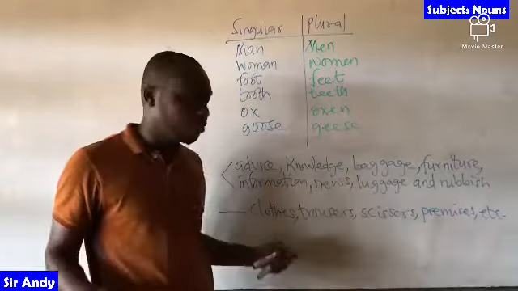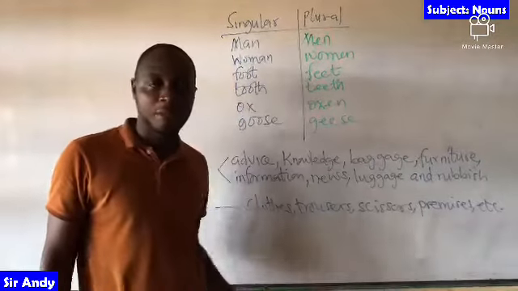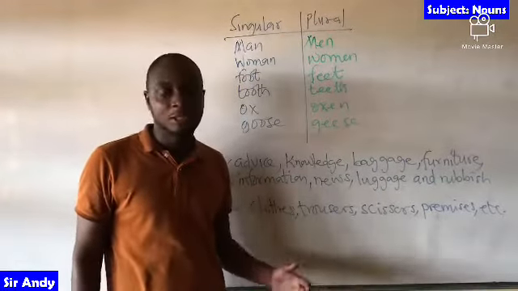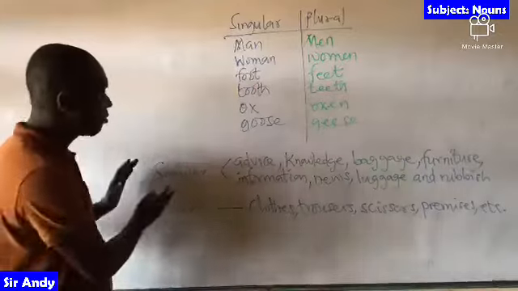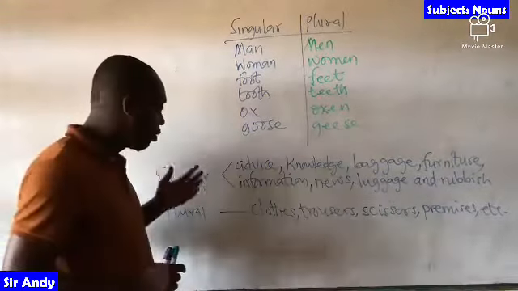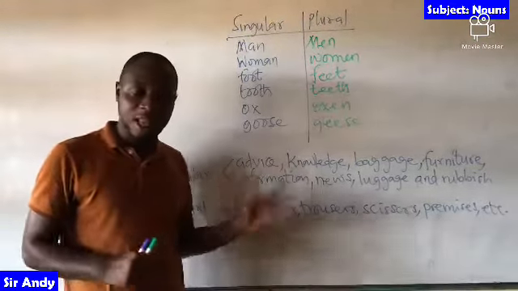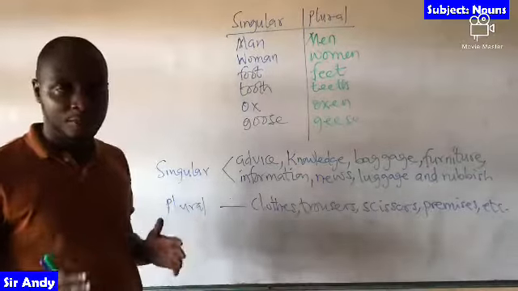It remains singular as it is. Luggage is also like that. And then rubbish is that. We don't say rubbishes. Rubbish is rubbish. And they remain singular as they are. They don't change from their singular state to any plural form. They don't admit any plural formation.